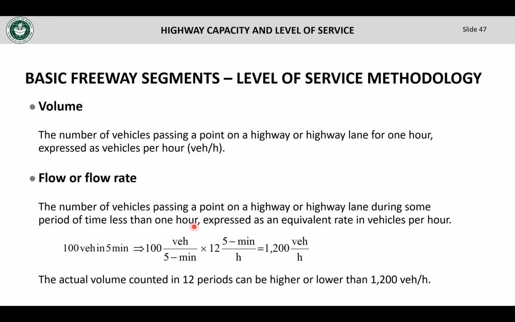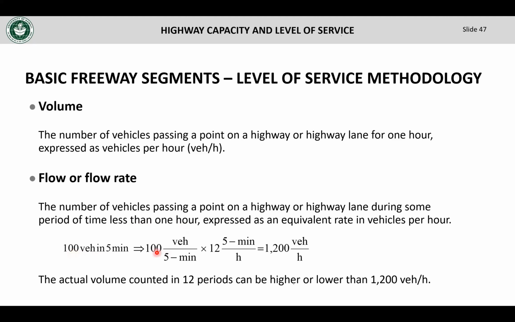For freeway analysis, typically the value would be 15 minutes. In some other analyses, they use 5 minutes. So I have some examples here with 5 minutes, but just to be clear, for freeways, typically we talk about a 15-minute period. So let's say you count 100 vehicles in 5 minutes. So let's take a 5-minute period.